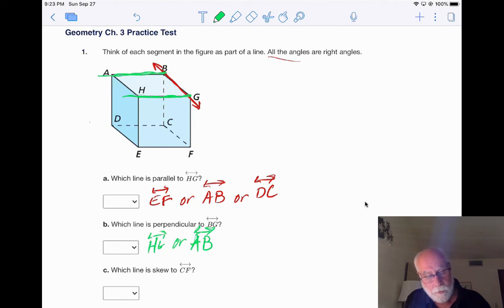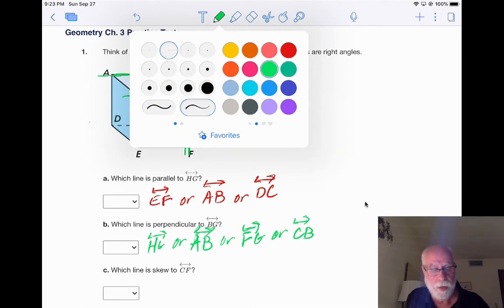Or we could even say this one here would be perpendicular to it. It doesn't look like it, but remember it does have that straight angle there. And again, the one behind it over there would also be one, or CB. Again, it's only asking you for one of them, so remember that.